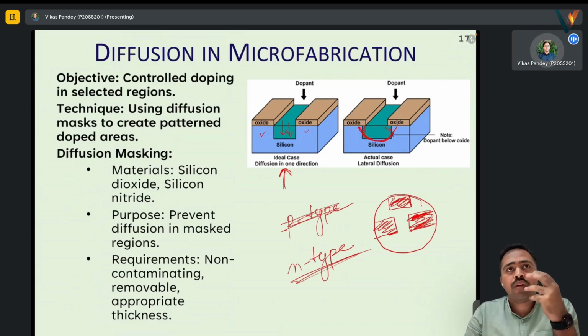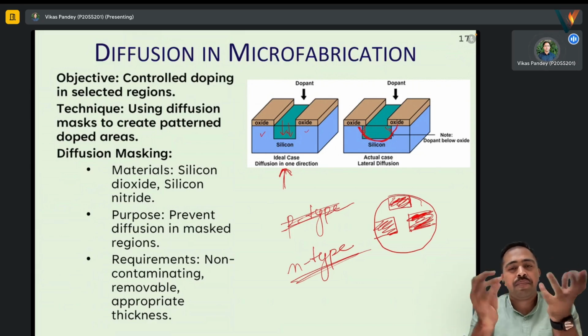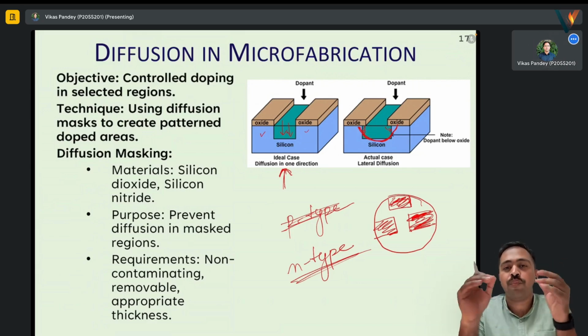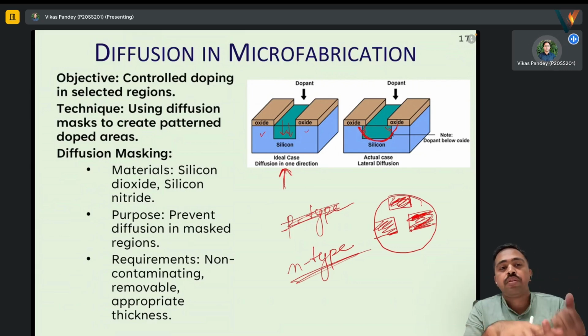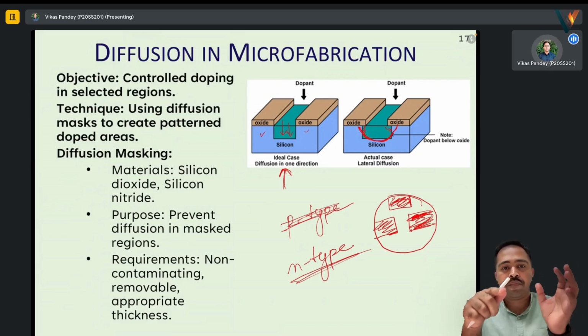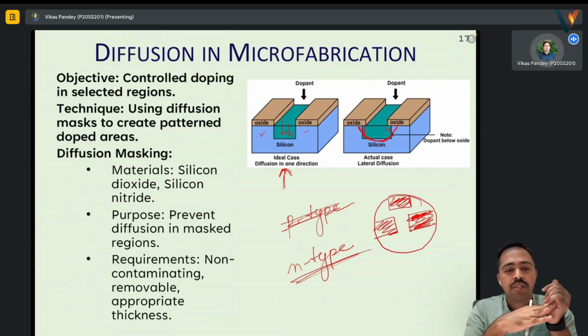So you can actually create some alteration in the mask itself to reduce this outgrowth. So the purpose of this diffusion mask is to prevent diffusion in the mask areas. So we want diffusion only in some selected area.